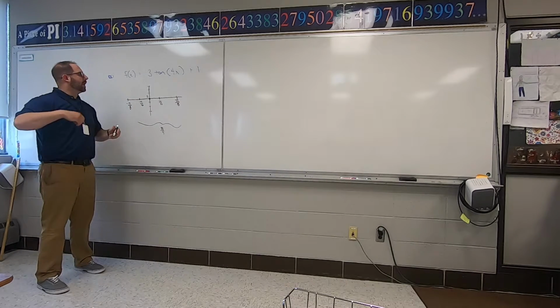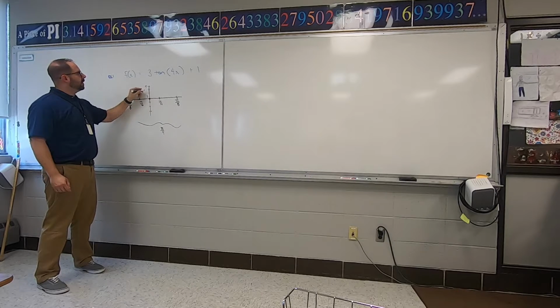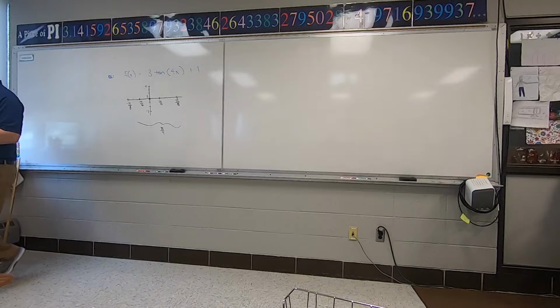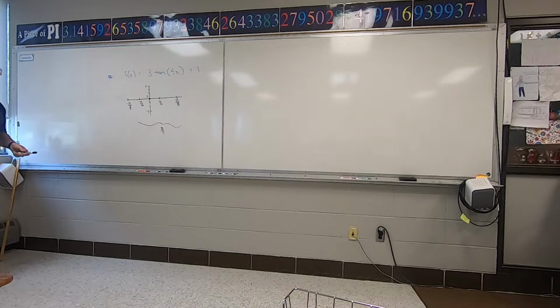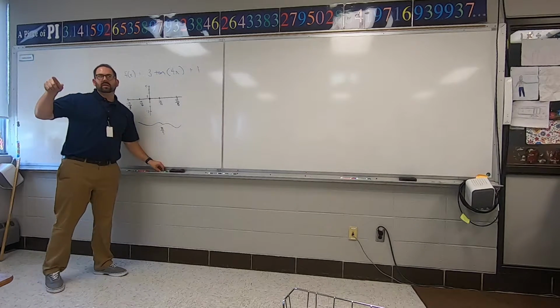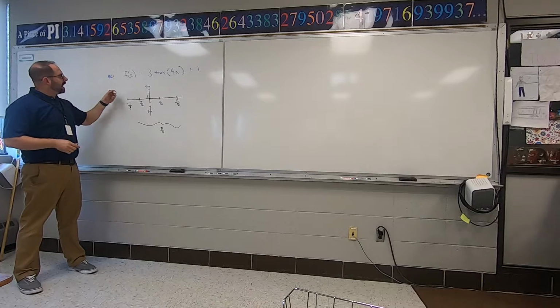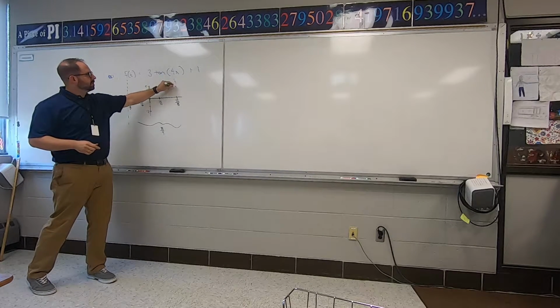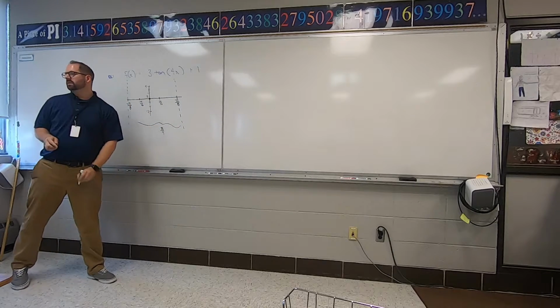Now, going up 3, I'm going to hit the number 4. Going down 3, I'm going to hit the number negative 2. Don't forget the asymptotes. The outsides, you need to have the asymptotes, the outside markers. Dotted lines, right? Yep, they're just dash lines.